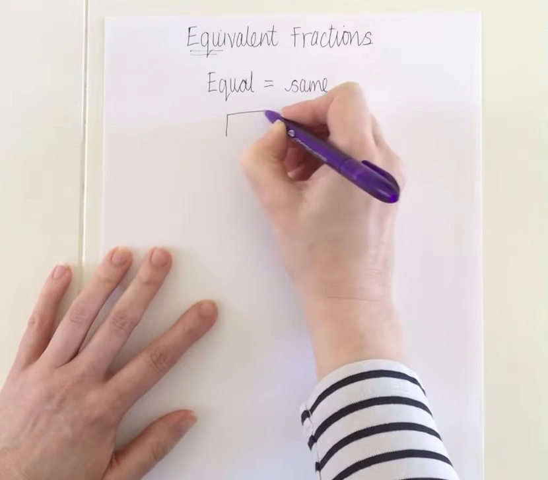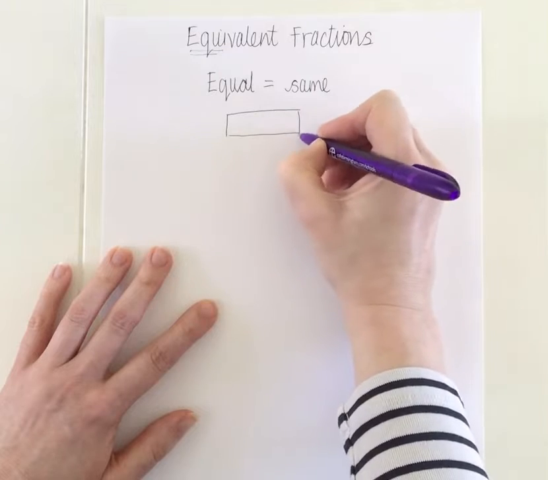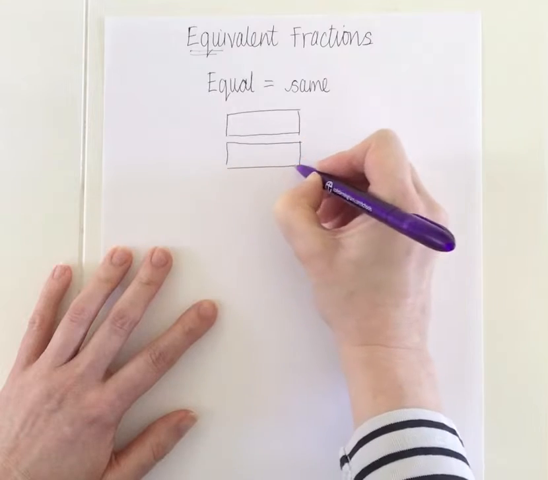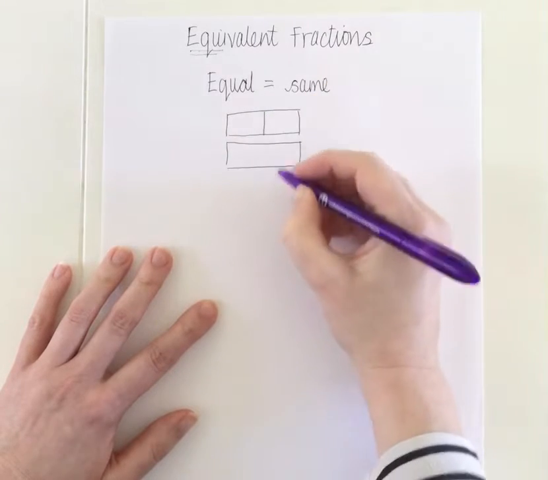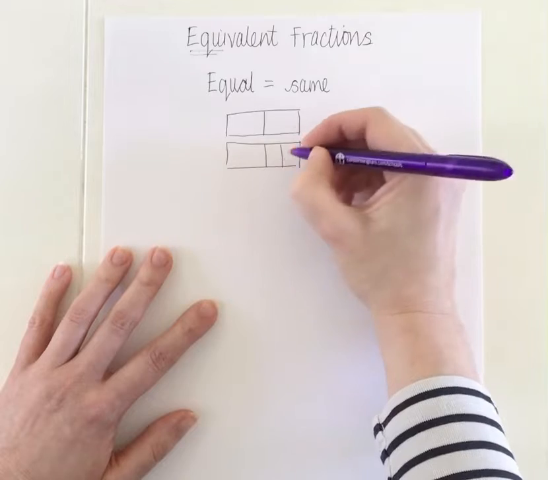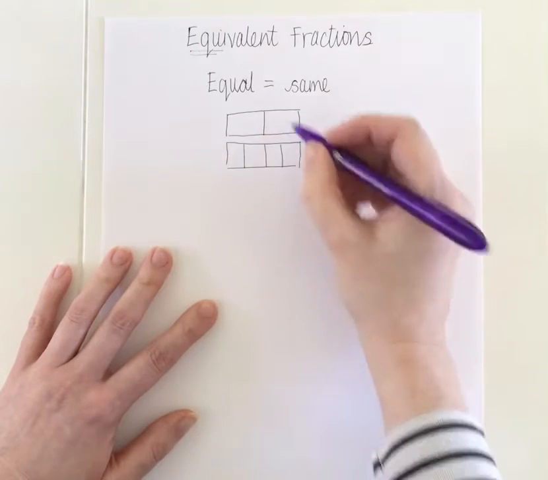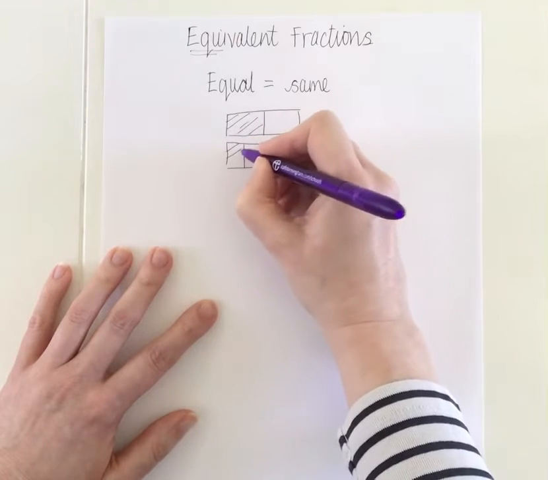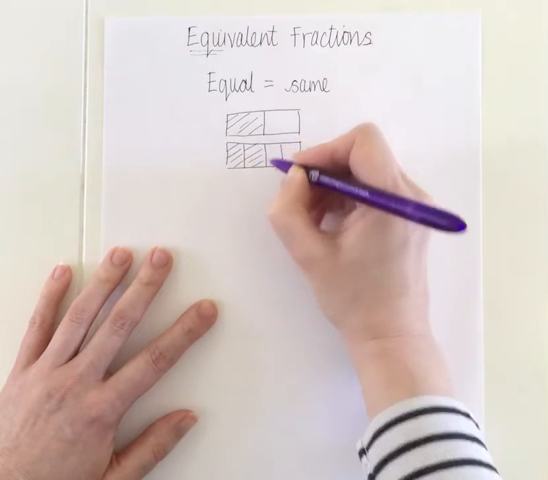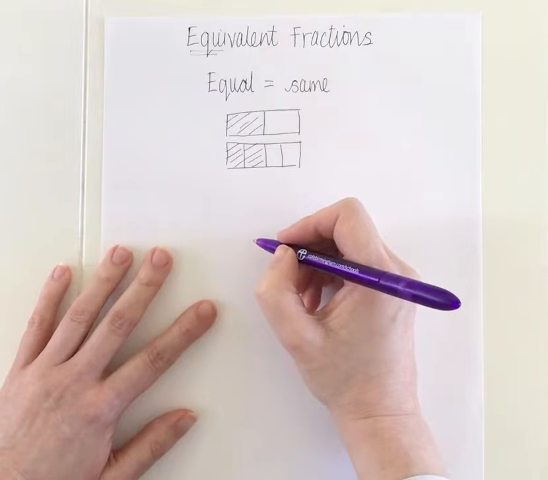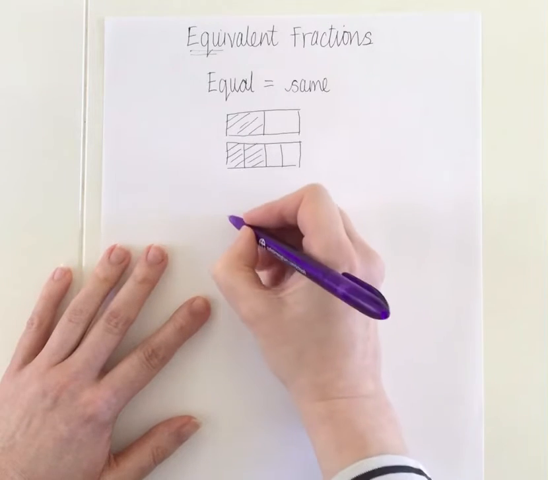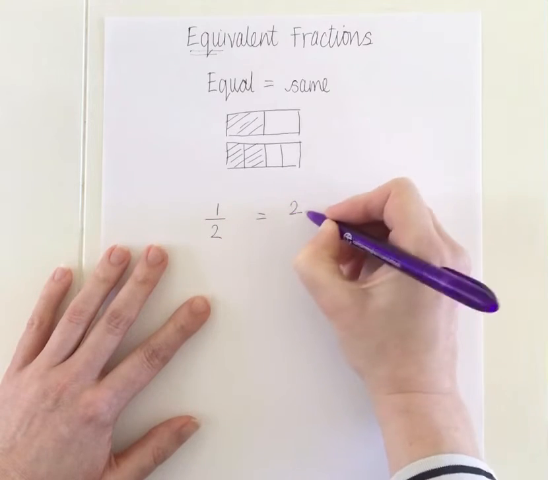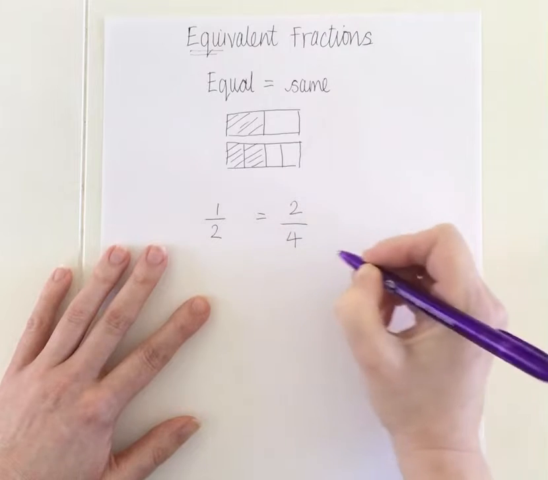So here's an example. Look, if I draw a chocolate bar and another one the same size down here, I could split this one in half, 2 equal parts, and I could split this one into quarters, 4 equal parts. And if my friend had 1/2 and I had 2/4, we would both have the same amount. They would be equal because 1/2 and 2/4 are the same. They are equivalent to each other.